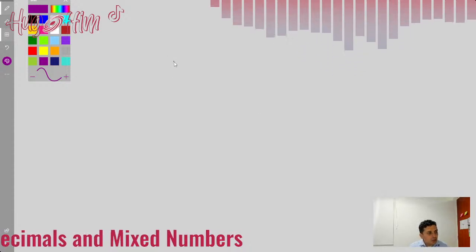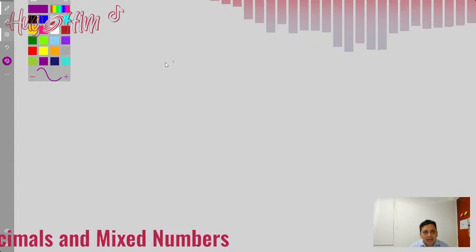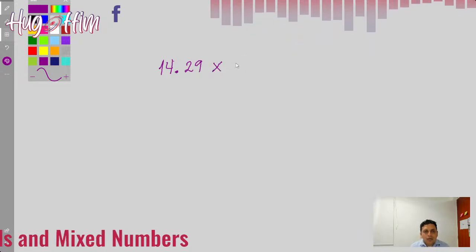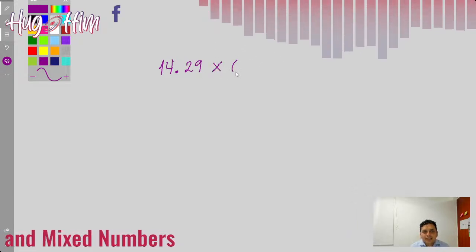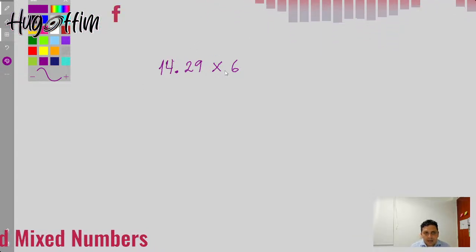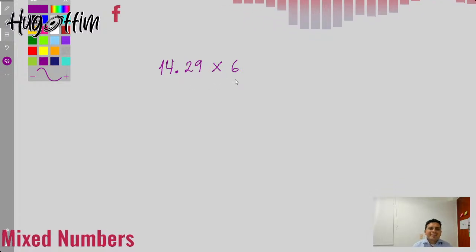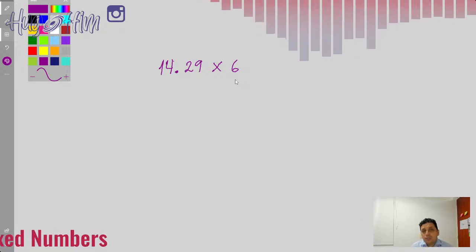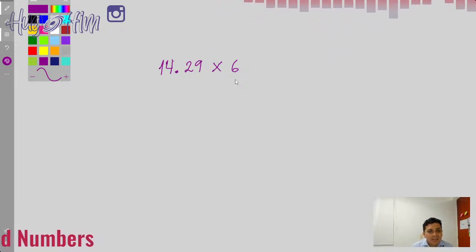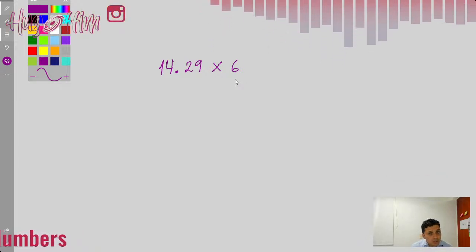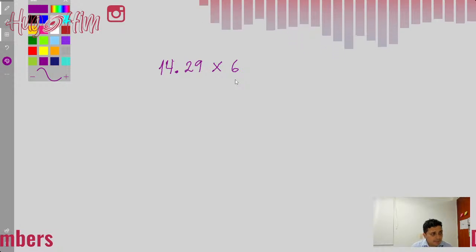So I'm going to show you how to, for example, multiply 14.29 times, let's say, 6. Okay, so I'm going to multiply this decimal and this whole number. Now, the usual strategy just tells you to multiply the numbers and count the number of decimal places that you have in your numbers with the decimals. That is a good strategy. Just multiply and then move the decimal places.